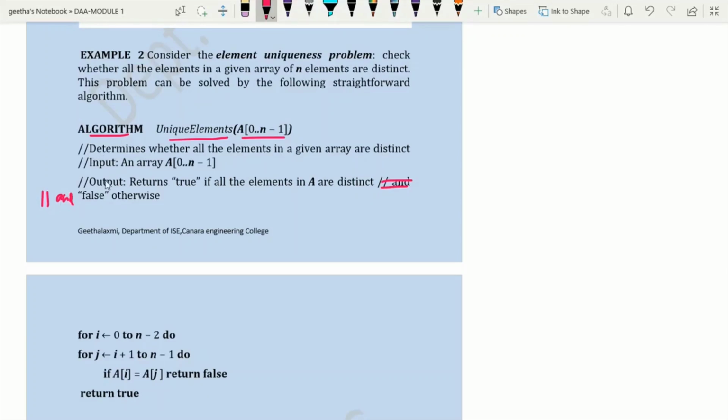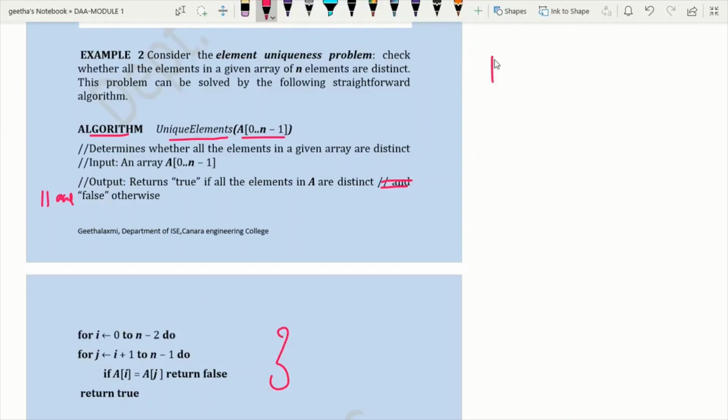The first three lines are comments. The first line says the aim of the program, that is determining whether the elements in a given array are distinct. The second one is the input. The input is the array elements, so A[0 to n minus 1]. The output returns true if all the elements in A are distinct and false otherwise. Now let's understand the main part of the algorithm.